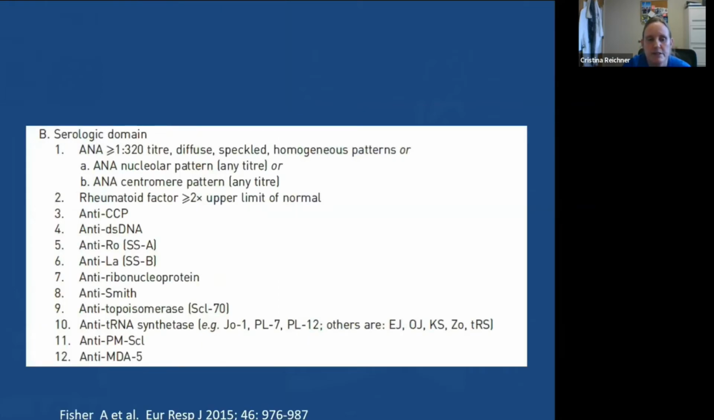There are two different societies that sort of give you guidelines. The one I just showed you was from the American College of Chest Physicians. This is from the European Society. They pretty much recommend sending the same antibodies. The main difference is they also recommend sending an anti-MDA5 looking for myositis, and also the PL7, PL12, which again, we usually don't necessarily do as a pulmonologist. We will refer to rheumatology to help us with that.